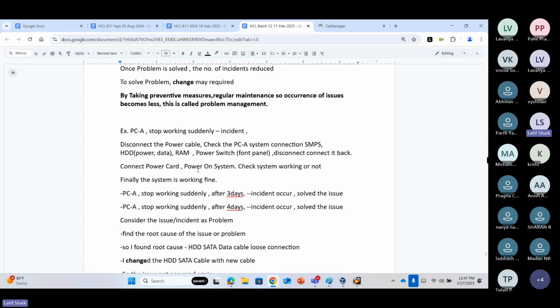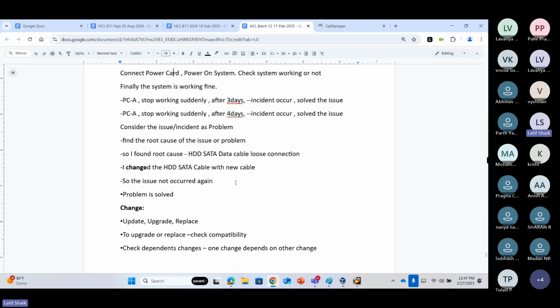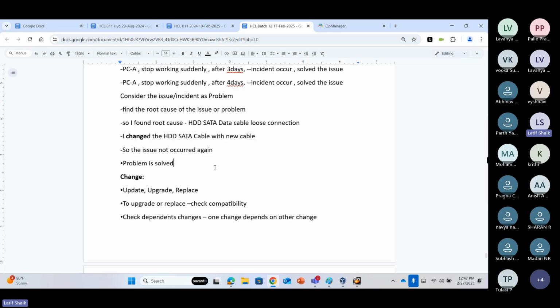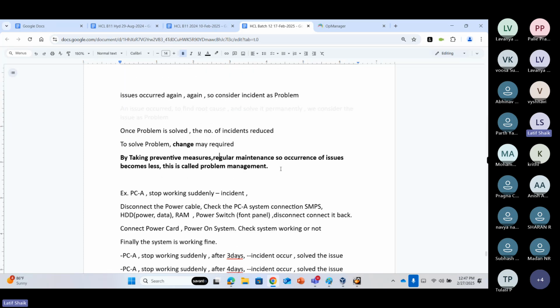That is the second point of problem management. By taking some preventive measures and doing regular maintenance, the occurrence of issues becomes lesser or none. It's called problem management. So these are the two points of problem management.